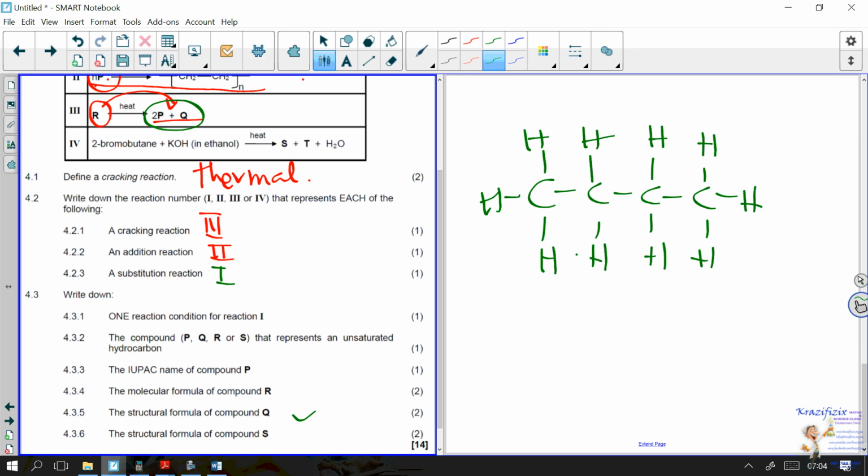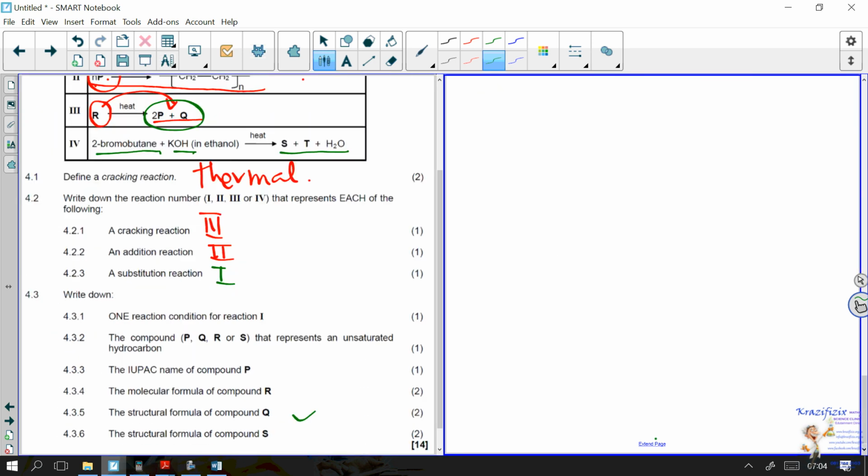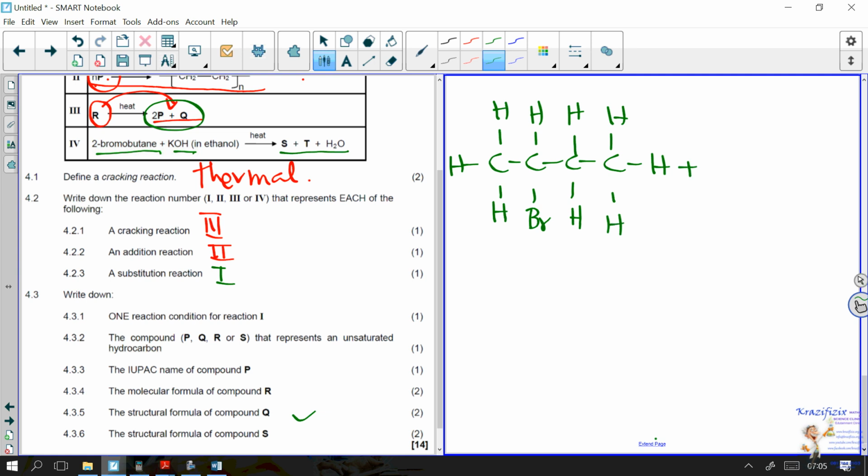Structural formula of compound S. Okay, now this is a new one. Compound S: you have 2-bromobutane plus a base here, potassium hydroxide. All right, what are we going to have? Let's draw the structure quickly. 2-bromobutane, 1, 2, 3, 4. 2-bromo, which means my bromine is on carbon number 2, just like that. Plus KOH. What are we going to have?